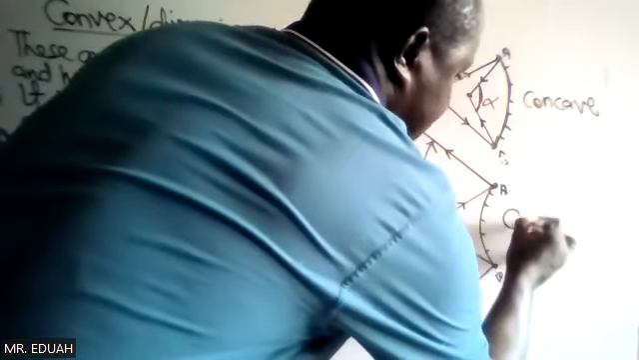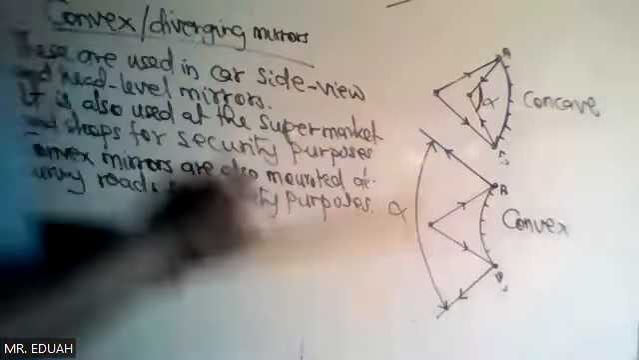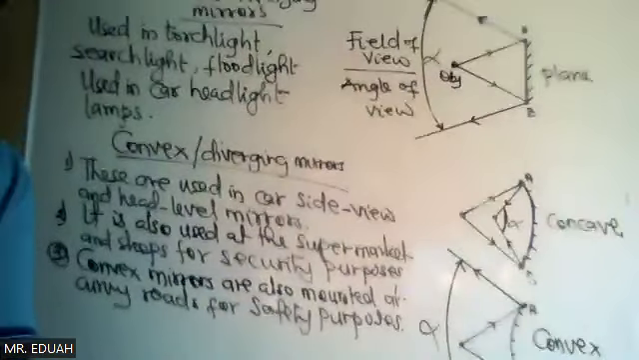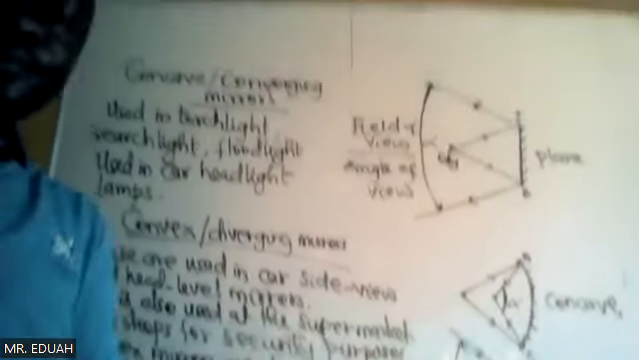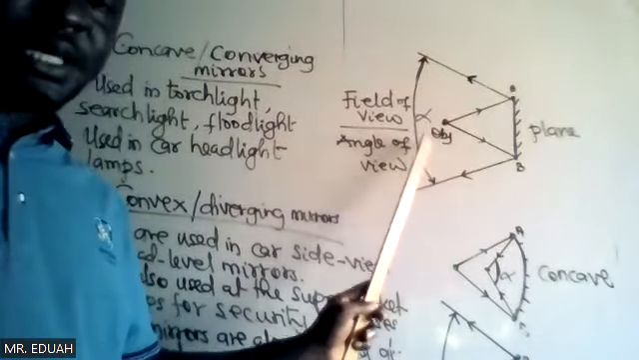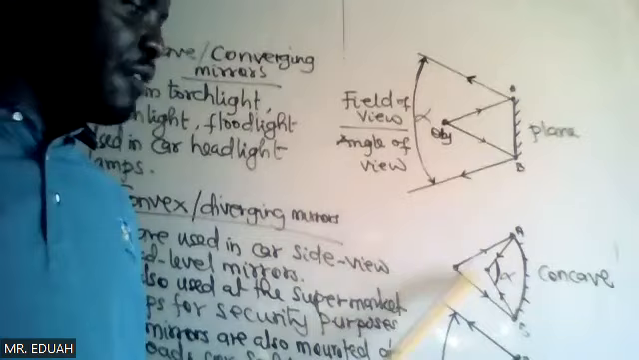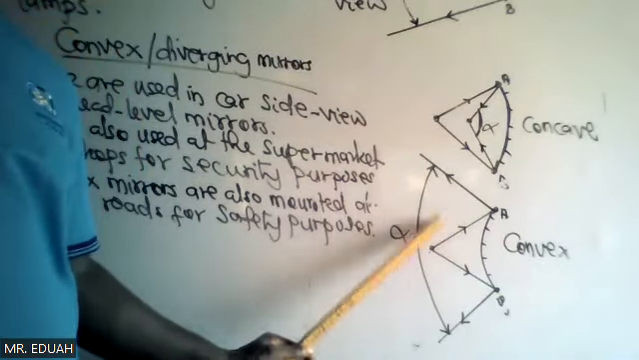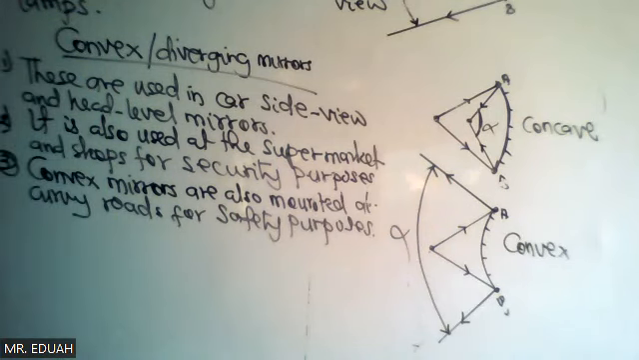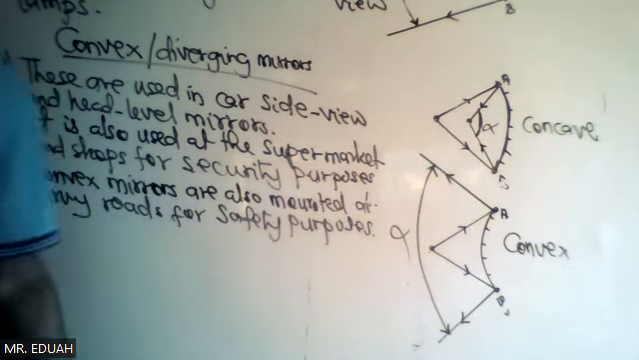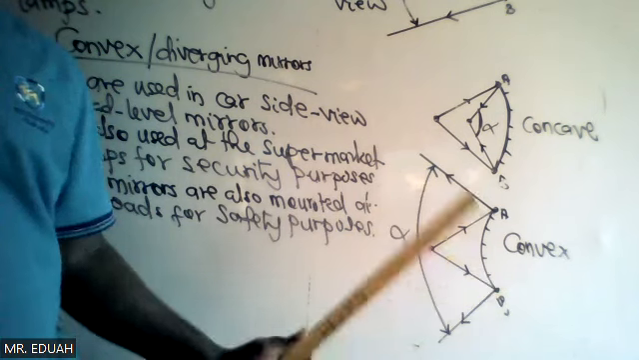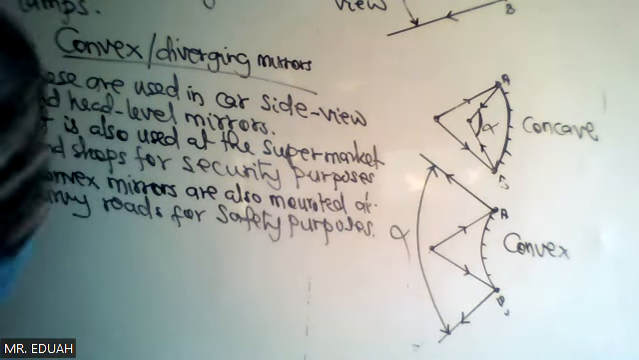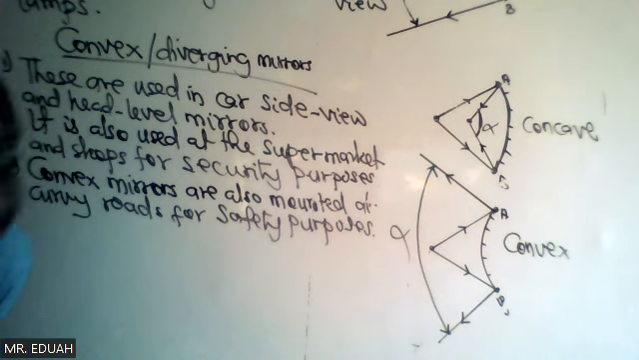Now let's compare all of them. This is convex, or divergent. So look at the field of view of the three. For plane mirror, this is it. Concave mirror, this is it. And then convex mirror, this is it. When you compare all three, you realize that the convex mirror has a wider field of view, or angle of view.